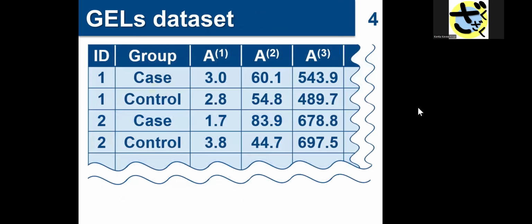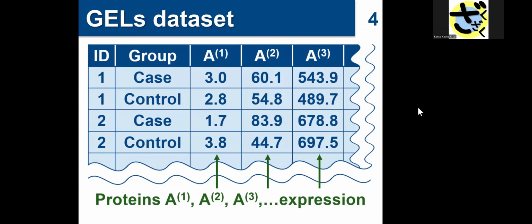Here is an example of the gene expression dataset. From the left, we have the ID representing the patients, the group indicating the case or control, and A1, A2, and A3, each representing the expression levels of different proteins.